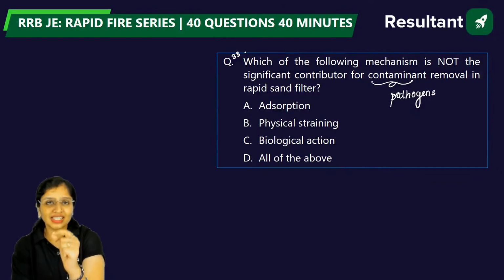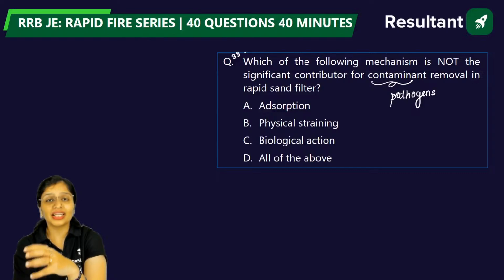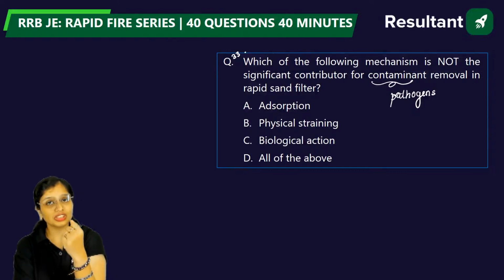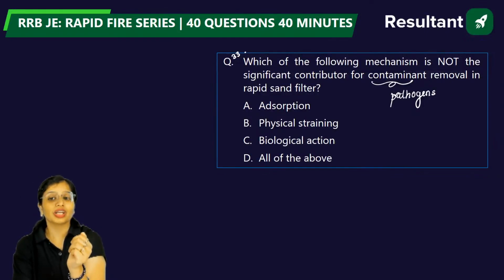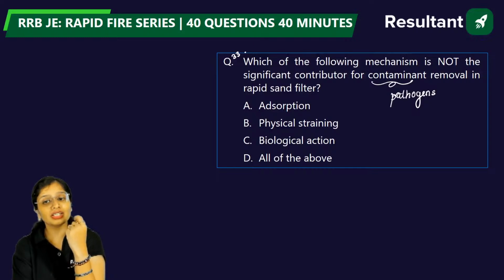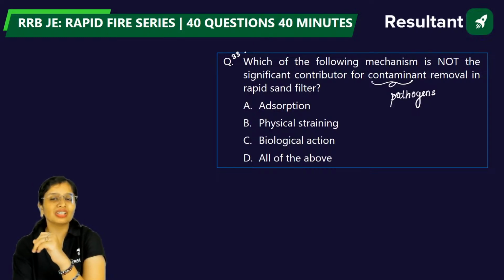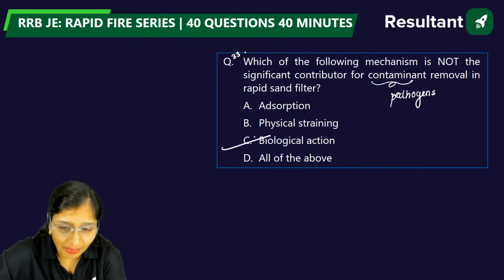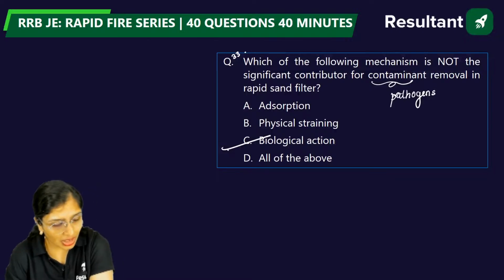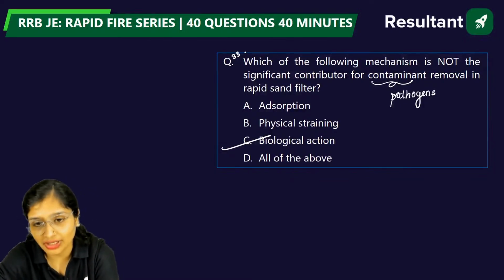But if the thickness is reduced, why? Because you are not giving a large amount of time for the schmutzdecke layer to form. Rather, you are cleaning the filter after every 24 to 48 hours, so the schmutzdecke layer is removed. So what will happen here? Biological action is helping but not a significant contributor. Okay, so C will be the incorrect one. Clear? Now, moving to the next.